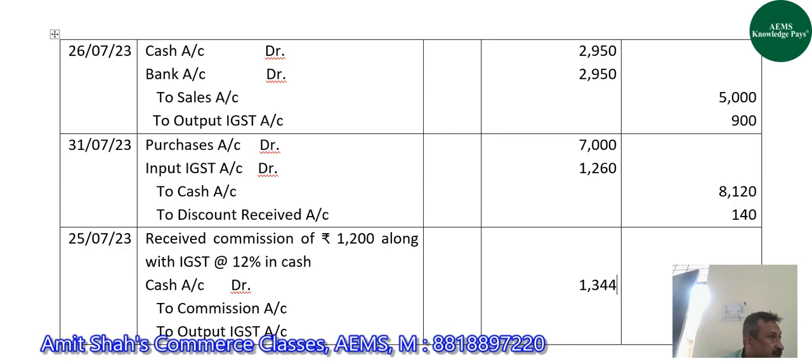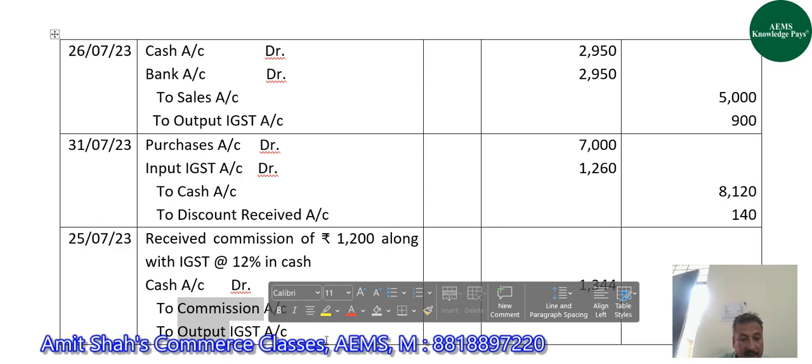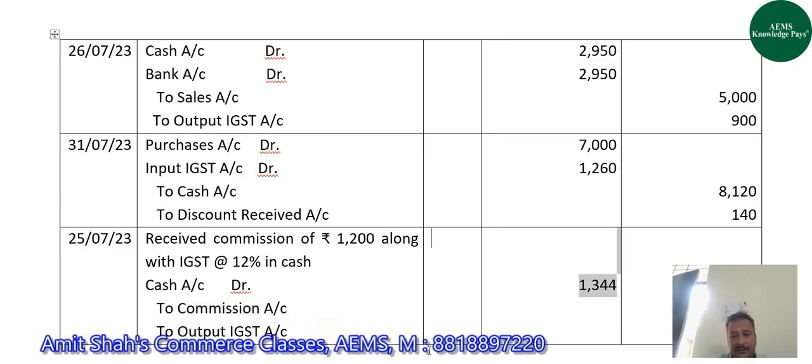We have received commission, meaning commission is our income. We are not paying commission, but receiving it. And with income, the GST we have is output GST. With sales we have output, with purchase we have input. The same way, here we are selling services, so we will have output IGST. Is it clear, guys, or not?